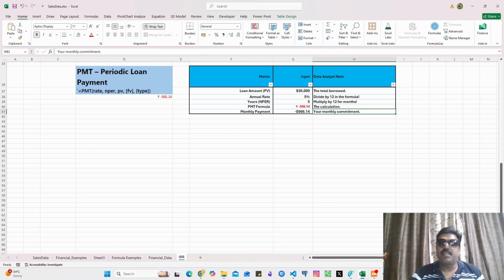Are you calculating your loan payments manually or relying on bank estimates? Master the PMT function and take control of your financial data.